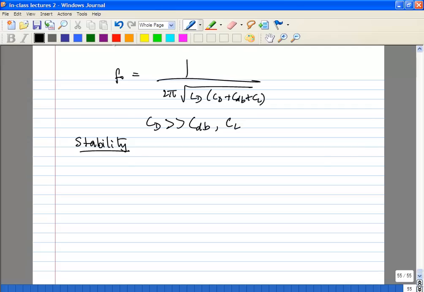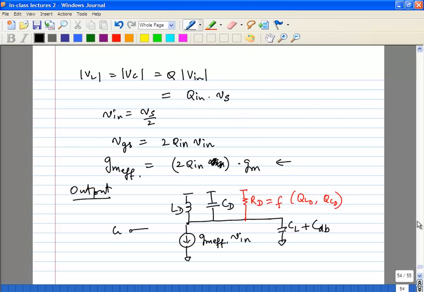Broadband, the quality factor of the output load should be lower. So what we are trying to do is make CD much greater than CL plus CDB. If you do that, then you can approximate your resonant frequency to 1 over 2 pi root LD CD. Okay, and that's the idea. You want to make sure F0 does not move with parasitics. You want to make sure it does not move when your mixer design changes.